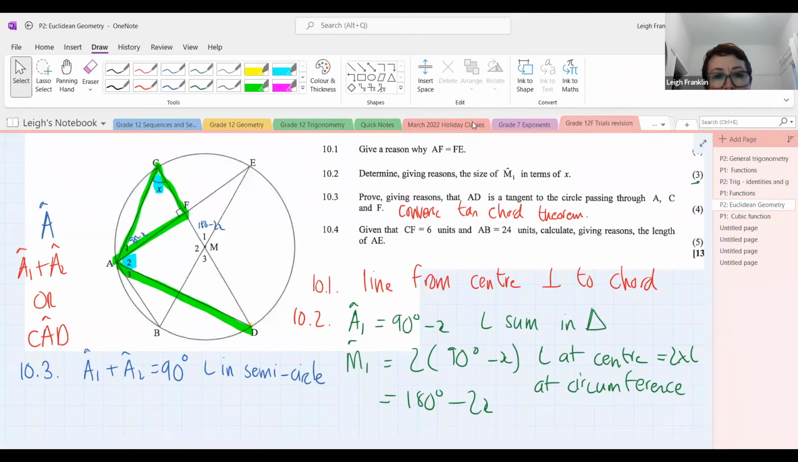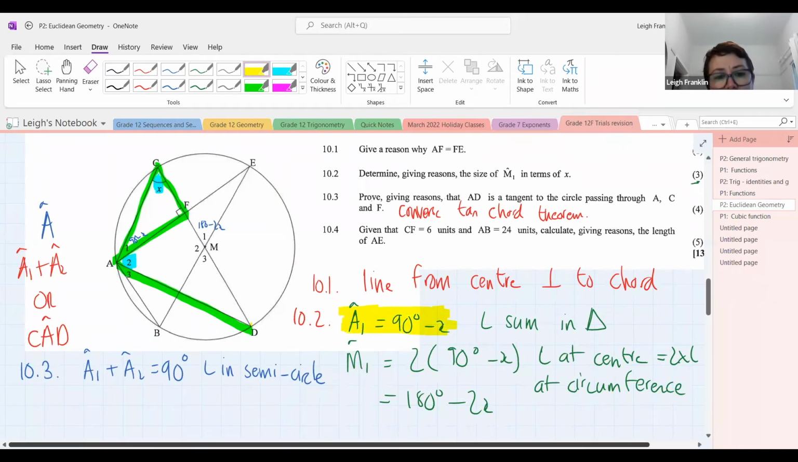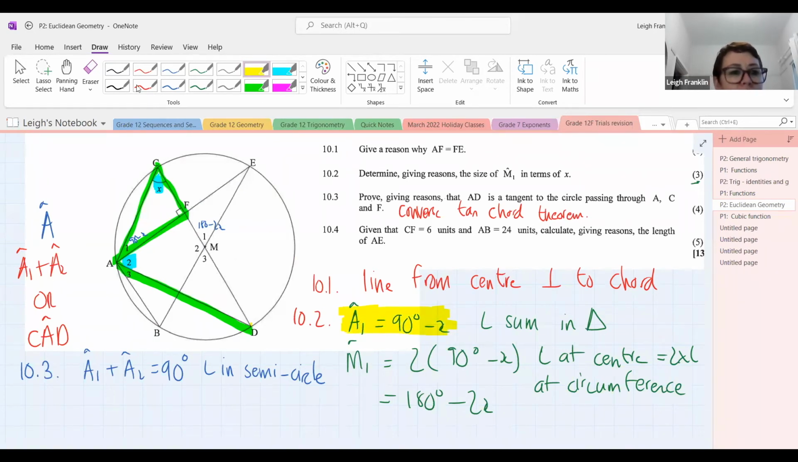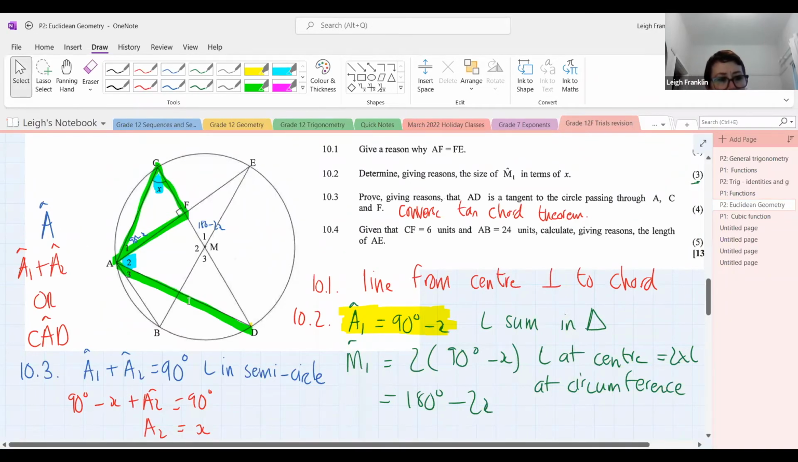But we've already proved that A1 is 90 minus X, haven't we? That's why I'm saying we always use the stuff that we've got. So if A1 is 90 minus X, plus A2 is equal to 90, then if we took the 90 over to this side, it would cancel out. If we take the X over to the other side, A2 would be equal to X. Does that make sense to everybody?